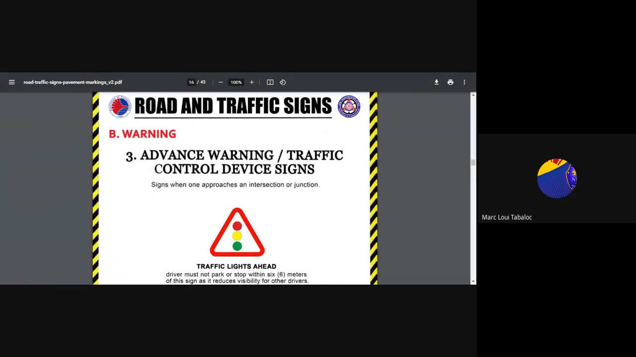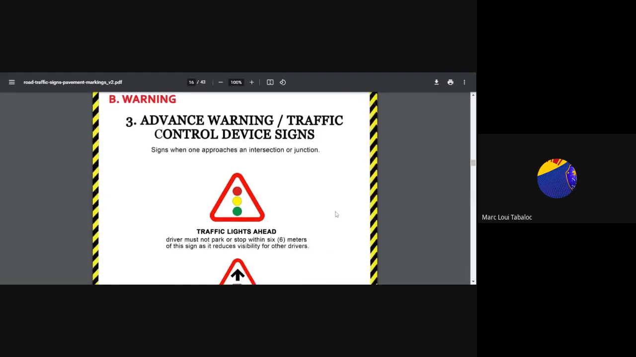Next, under warning signs are the advanced warning or traffic control device signs, which inform road users, oops, may traffic light ahead. That's the common one, okay? You'll see just the three circular colors. That's around maybe 50 to 100 meters before the intersection or before the traffic light. Or stop sign ahead. When you proceed ahead, there really is a stop sign.